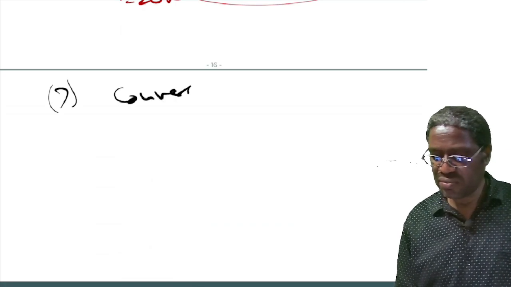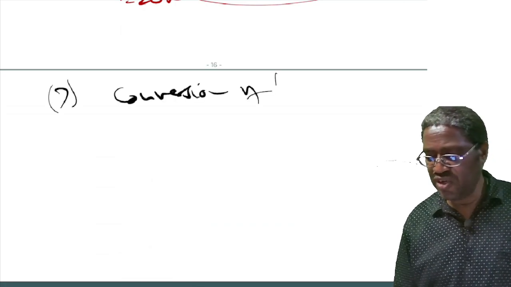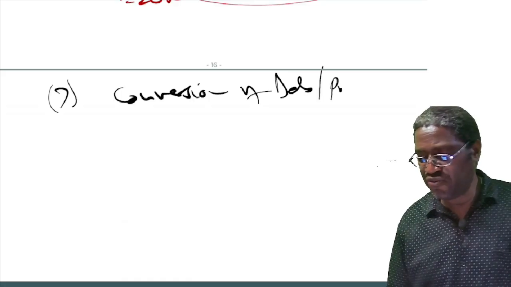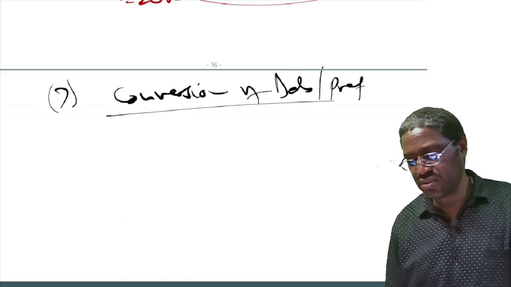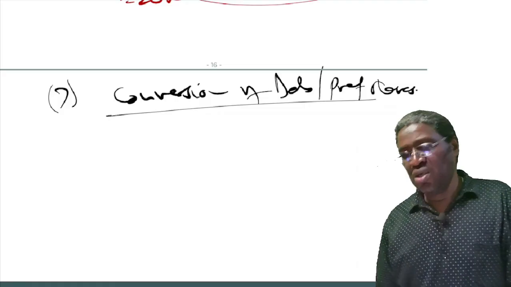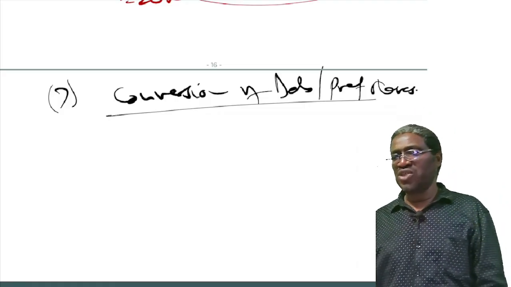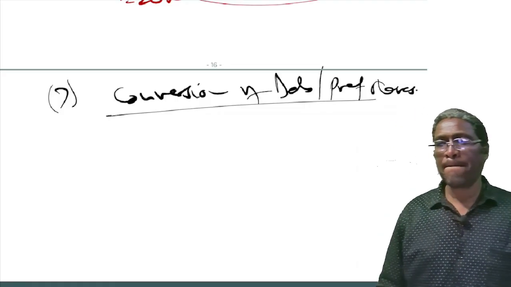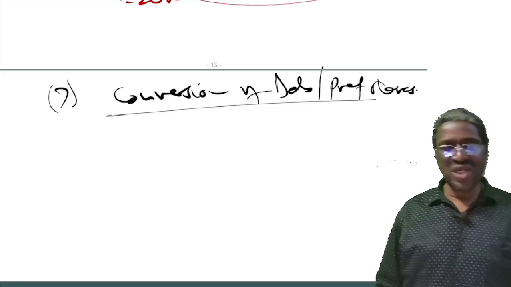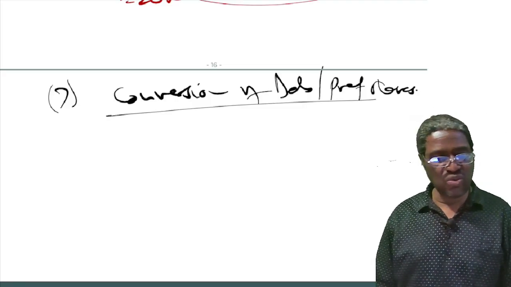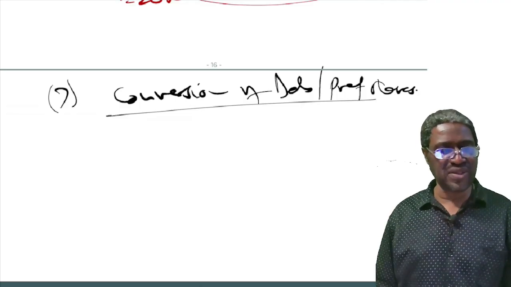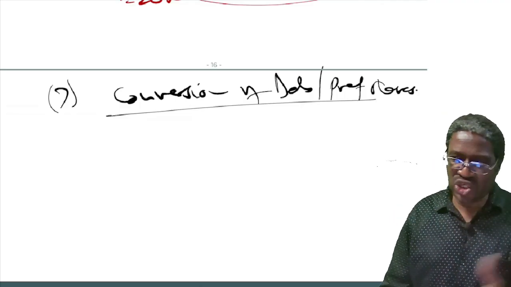Conversion of debentures to preference shares. When shares are issued as a result of conversion, what do we do? Let me discuss that very fast.